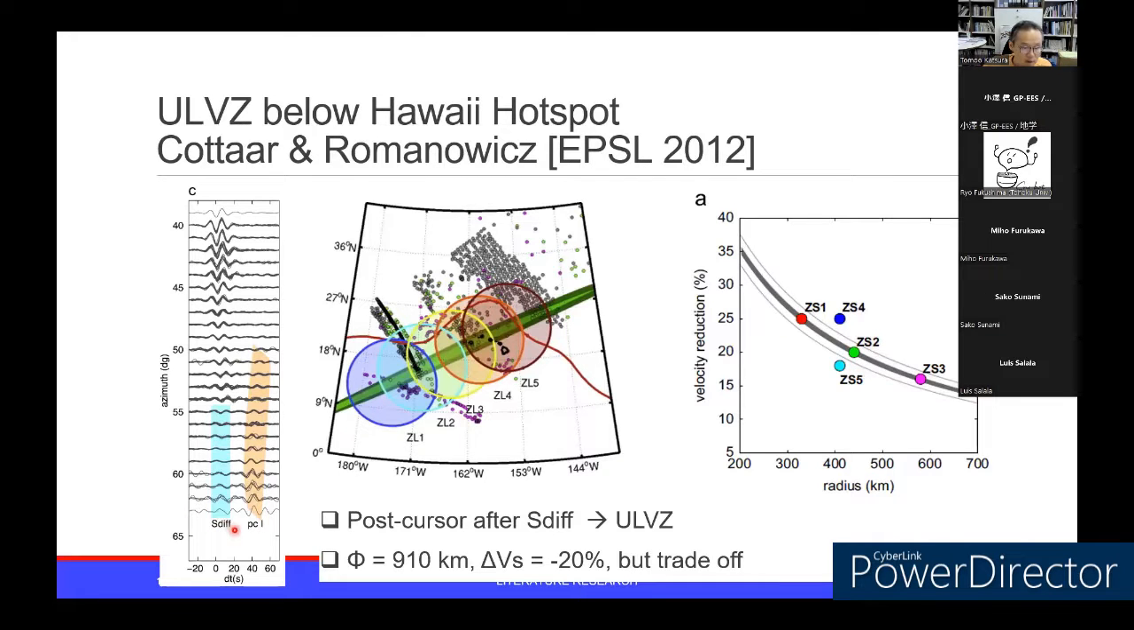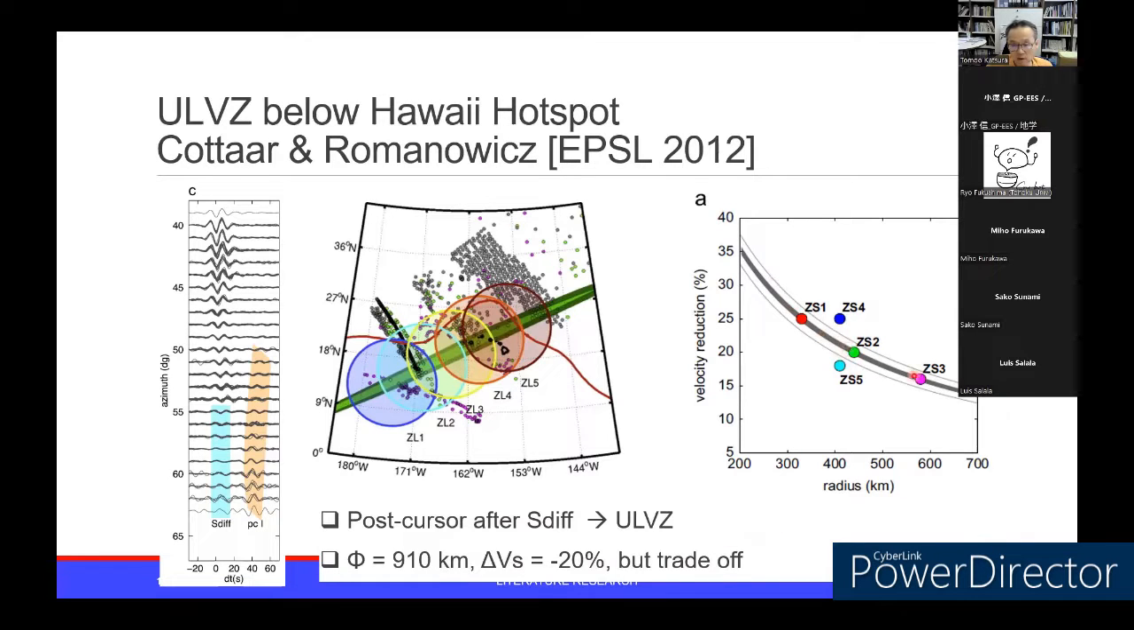So they observed this is a main S wave, and this is a postcursor. From these later signals, they suggested there is a low velocity zone below the Hawaii hotspot. Because the data is limited, there is a trade-off, but they suggested the horizontal dimension of the outer low velocity zone is 900 kilometers, and the S-wave reduction should be minus 20%.